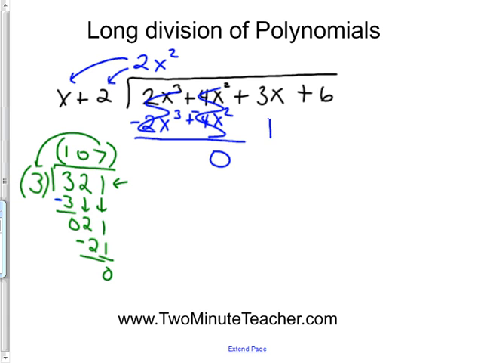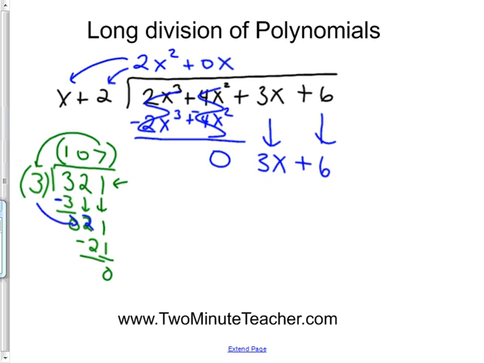I need to bring down a 3x. And just like when we brought down the 2 here, and 3 didn't go in there, so I put a 0 to hold the place. I could put a plus 0x here if I wanted to. It really doesn't matter because 0x is just going to disappear. But now I'm going to bring down the 6.